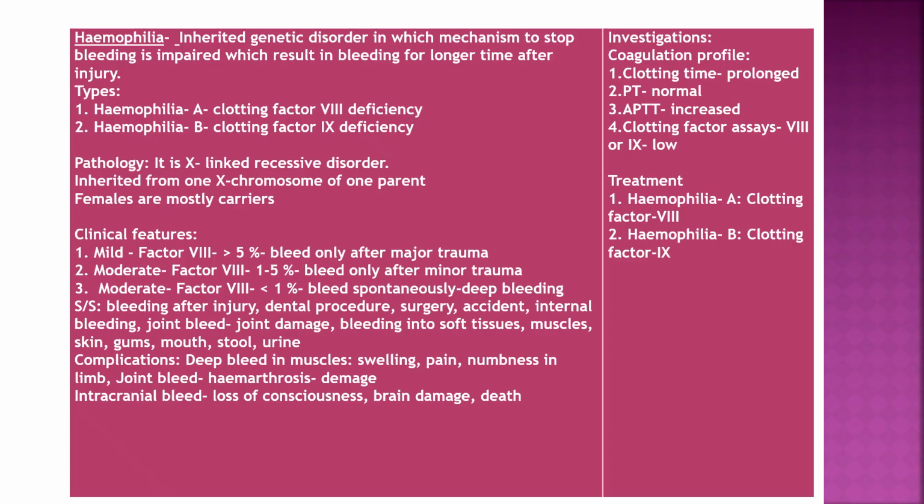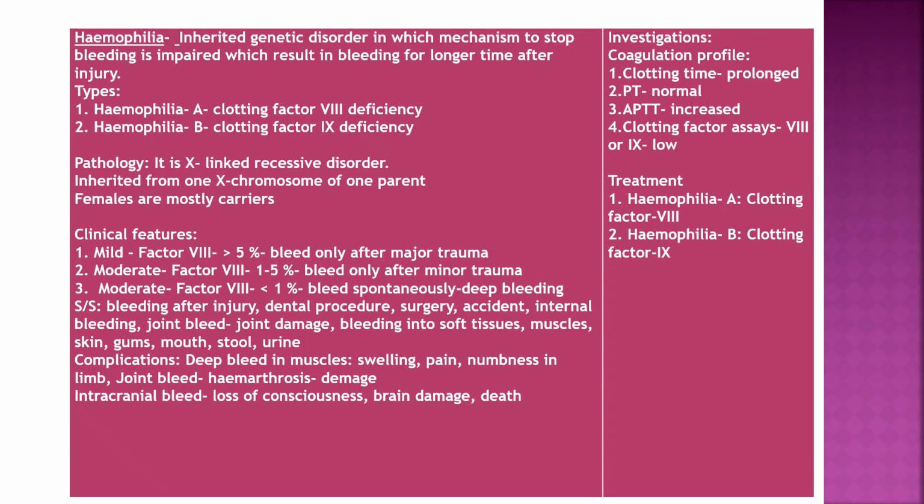So there are two types: hemophilia A because of the clotting factor 8 deficiency, and hemophilia B because of the clotting factor 9 deficiency. It is an X-linked recessive disorder inherited from one X chromosome of one parent. So females are mostly carriers.